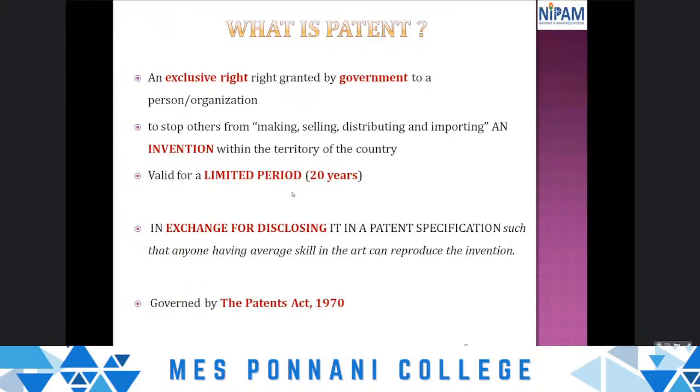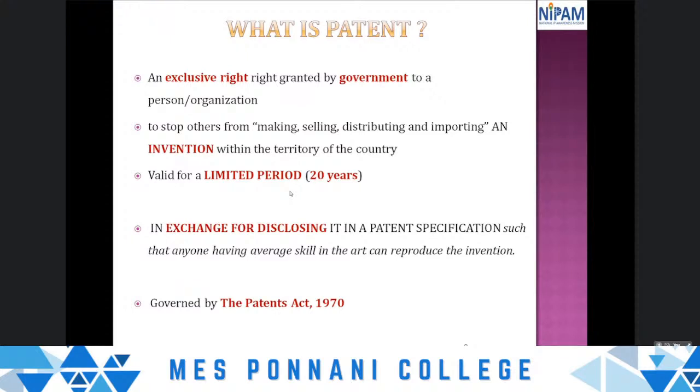Then the next point is that it is valid for a limited period. In India, the term of a patent is 20 years. What does this mean? This means that the exclusive rights and privileges over your invention will be valid only for a period of 20 years from the date of filing of the patent application. Once this 20-year period is over, you will no longer have exclusive rights over this invention.